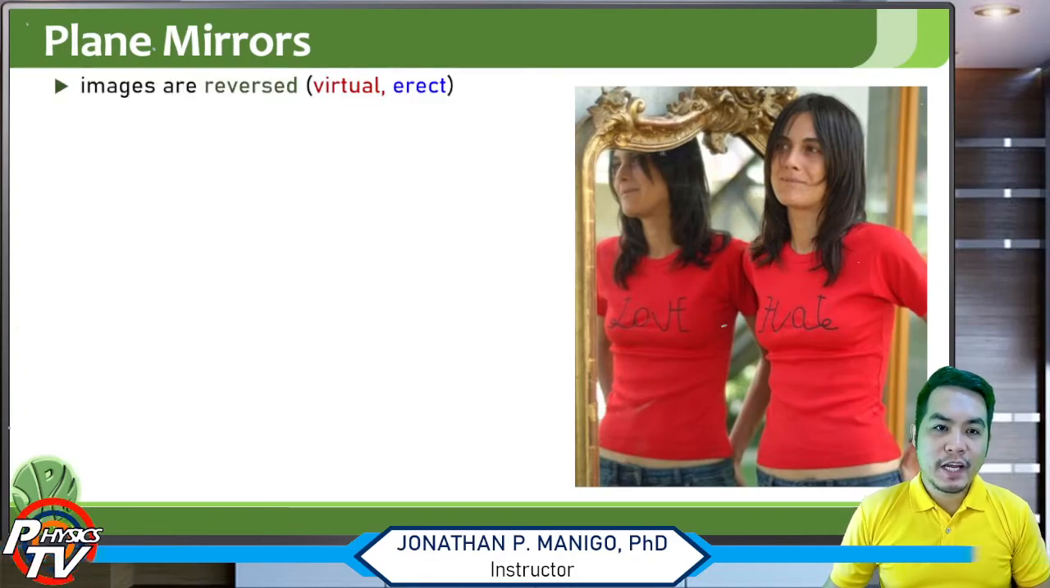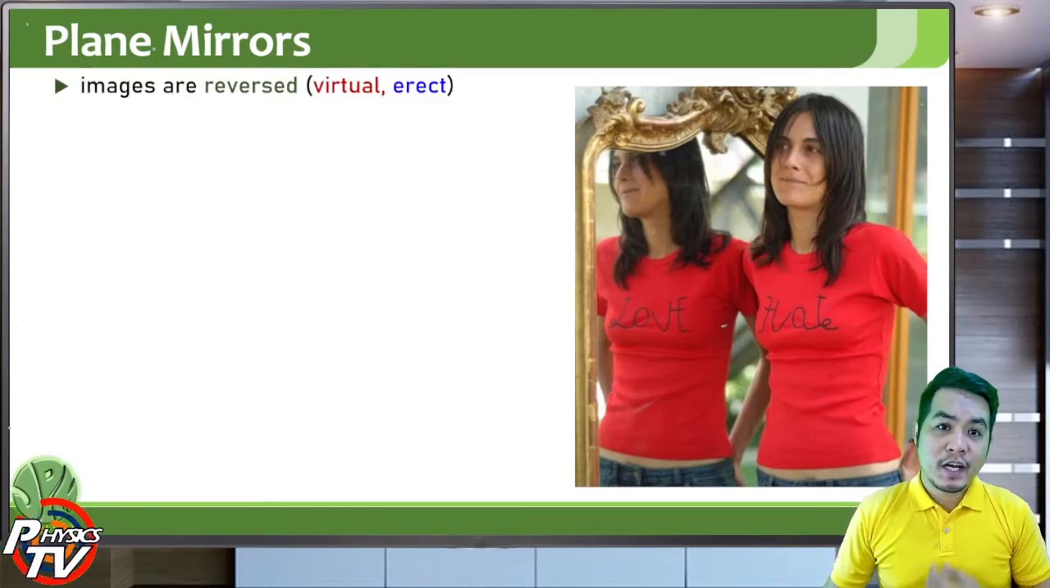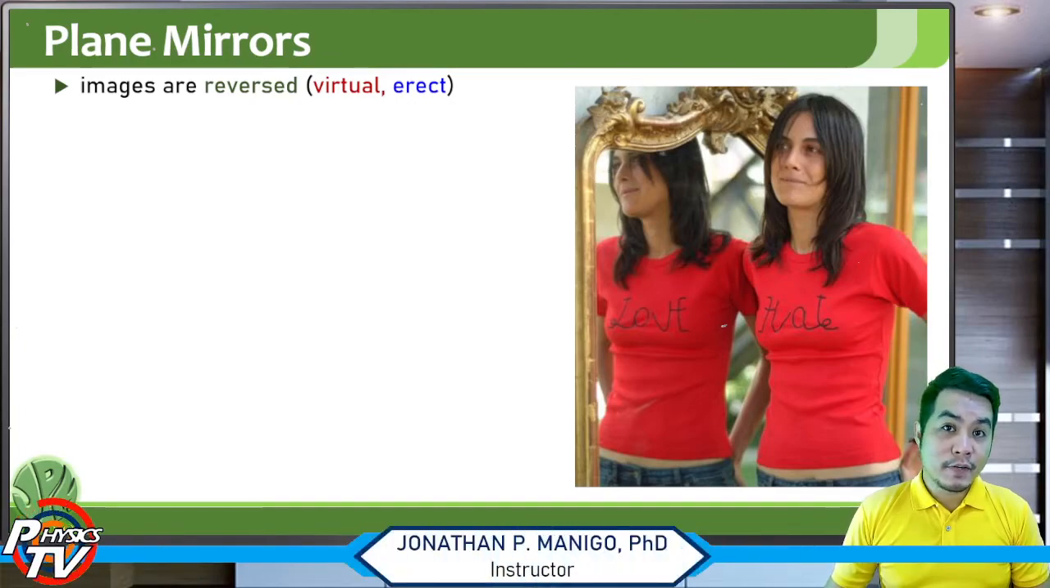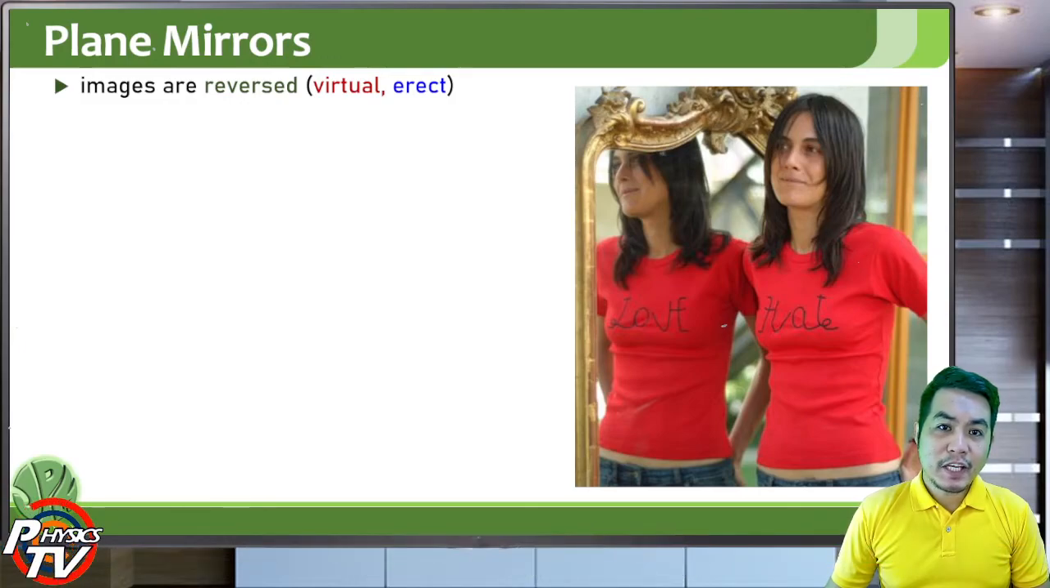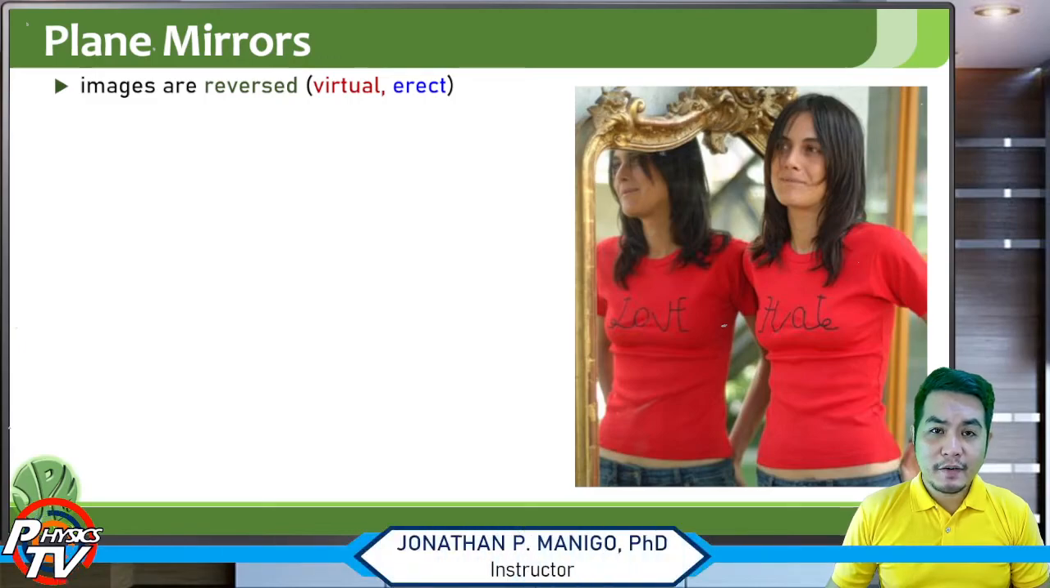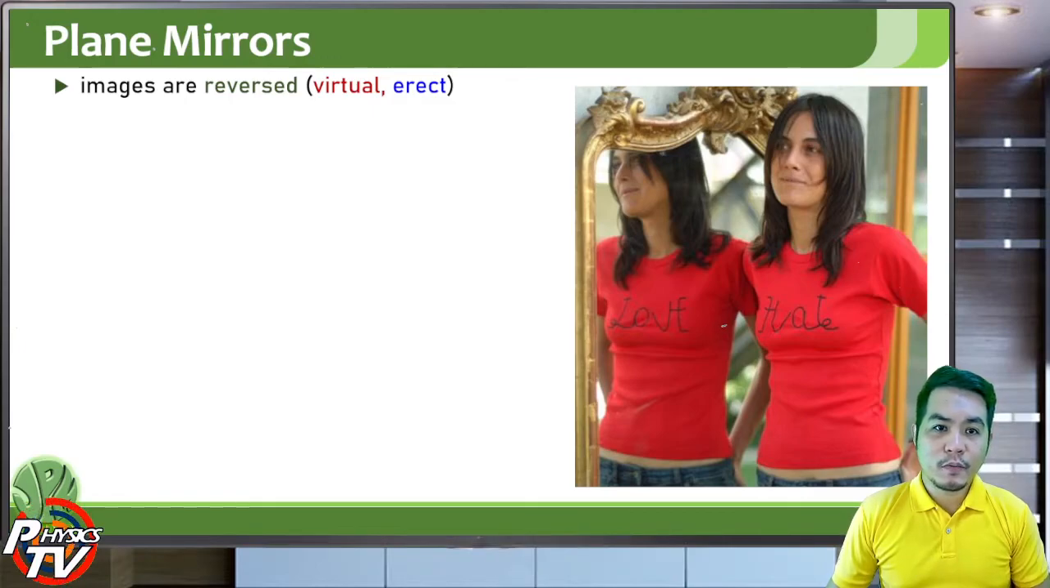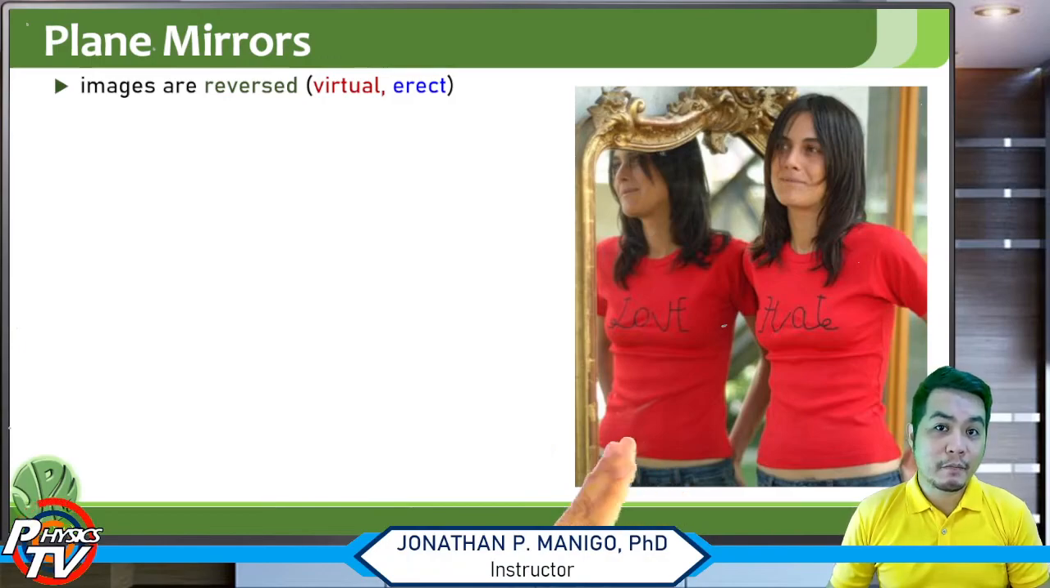So in plane mirrors, the images that you see are actually reversed, and they are both virtual and erect. So you see a virtual image of yourself when you look at a mirror, and the image is erect, meaning it will have the same orientation as you, even though the images are reversed. The right becomes left, and the left becomes right.